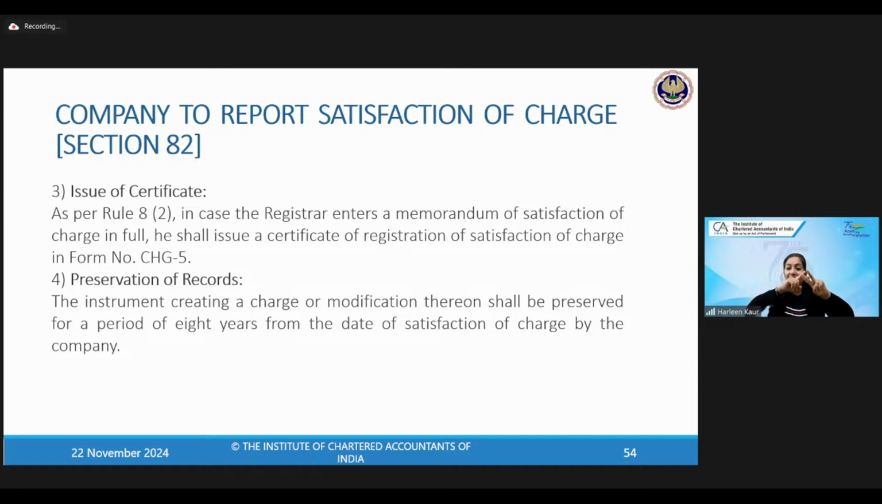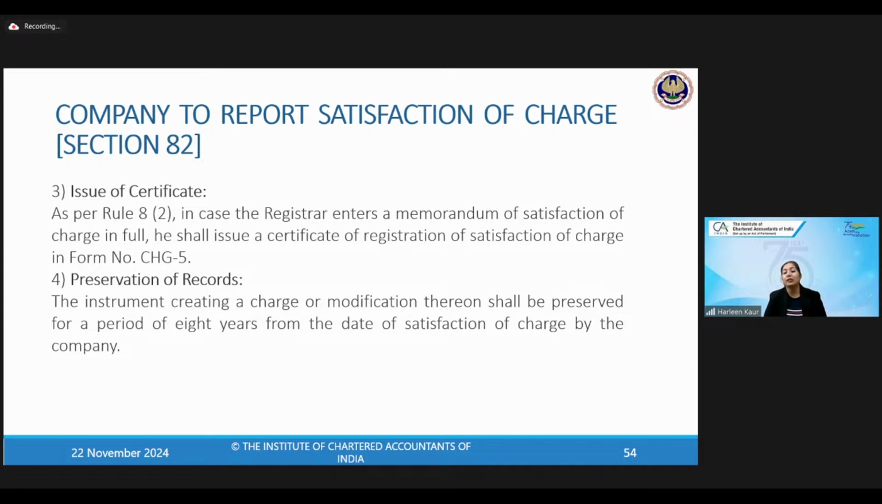You filed CHG 1 and 9, they send you CHG 2. You filed CHG 1 and 9 again for modification, they send you CHG 3. You filed CHG 4, the ROC will give you CHG 5, a certificate of registration of satisfaction of charges in form number CHG 5. For how long do these records have to be maintained?